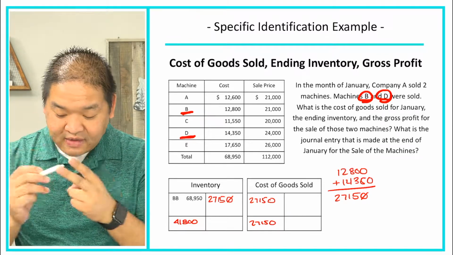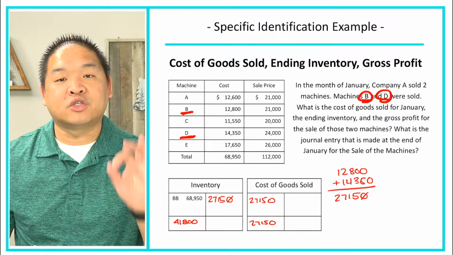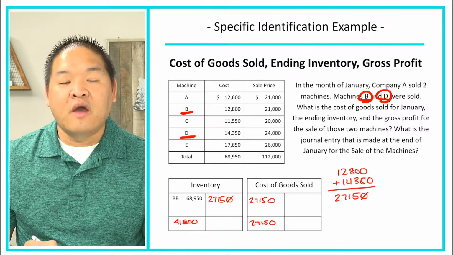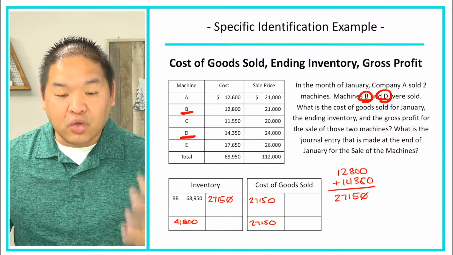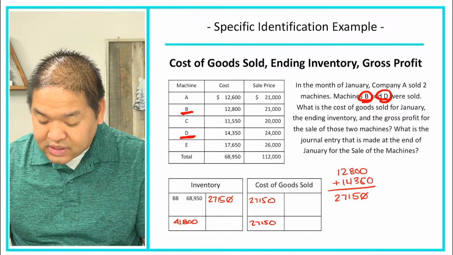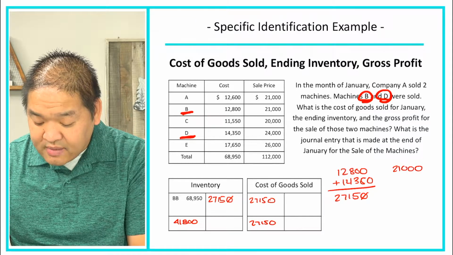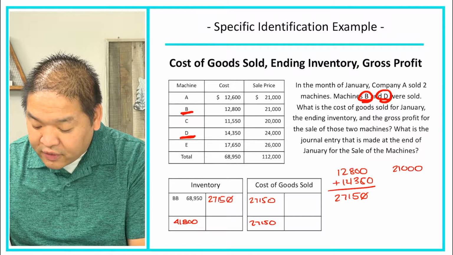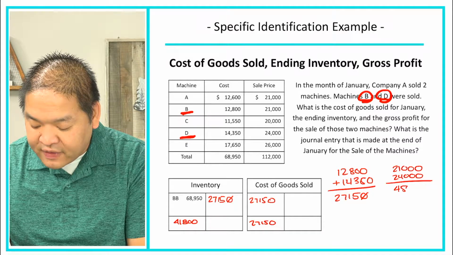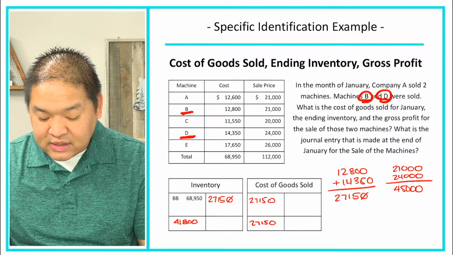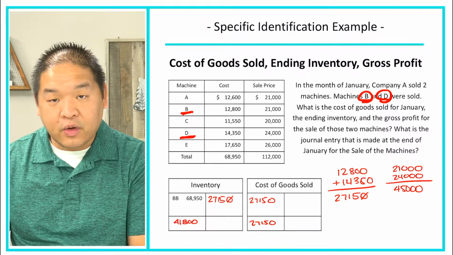So we've got cost of goods sold, ending inventory, and we need our gross profit. How do we calculate our gross profit? We calculate our gross profit by taking our total sales price and subtracting it from our cost of goods sold. So the first thing we got to figure out is what is our total sales or total revenue. So our total sales, total revenues, looks like we sold machine B for $21,000 and machine D for $24,000. So if we add up those two, I get $45,000. Now I just need to subtract $27,150 from $45,000.